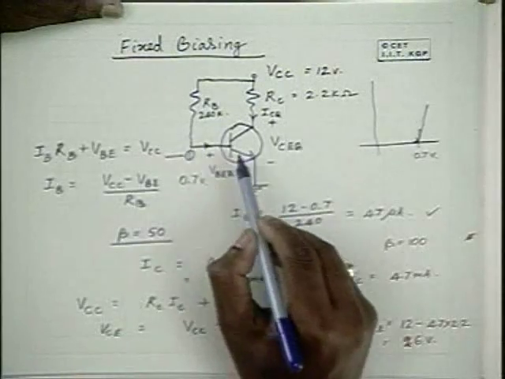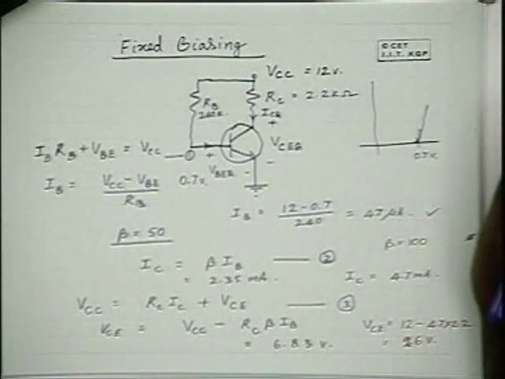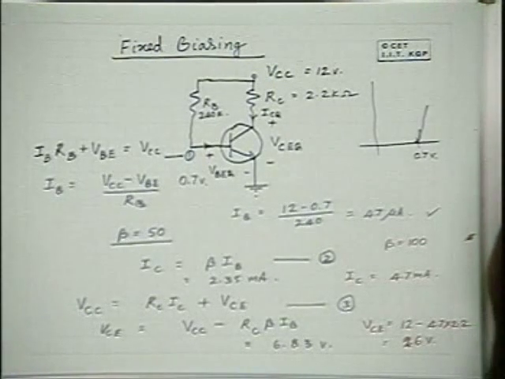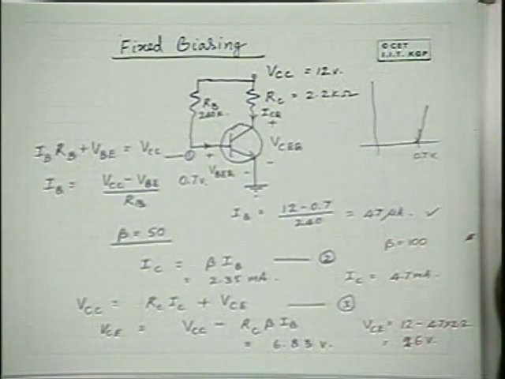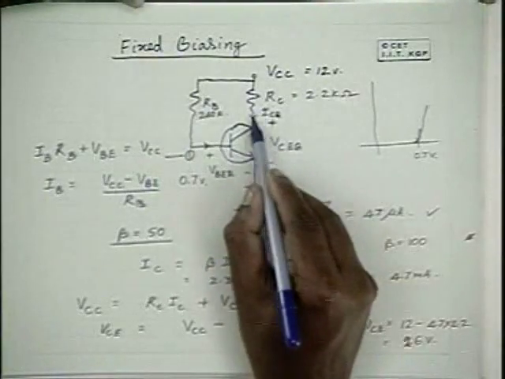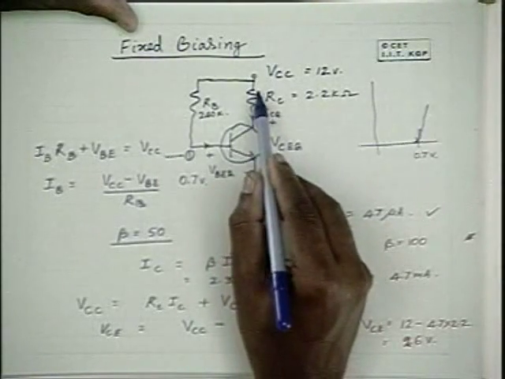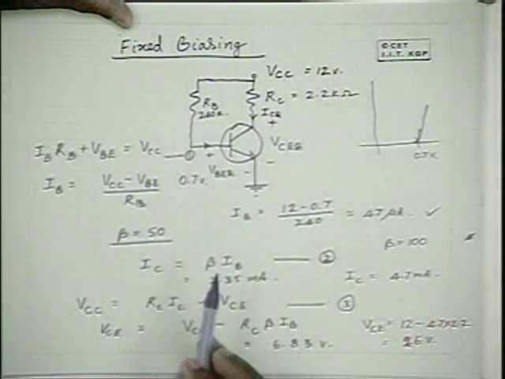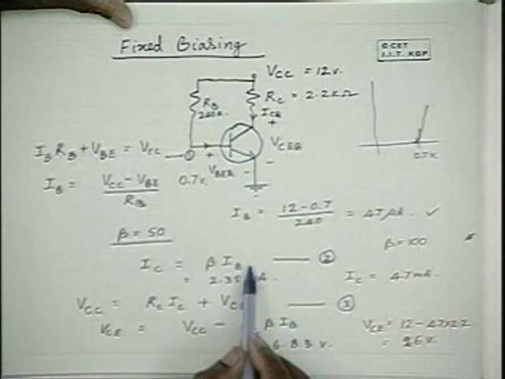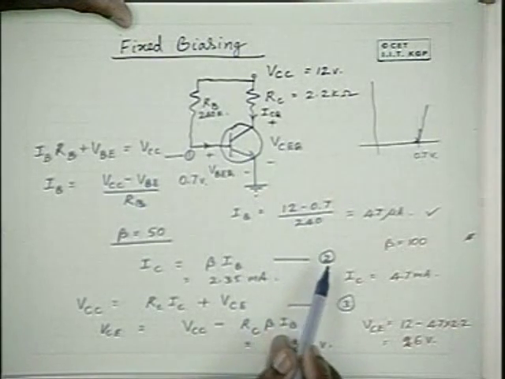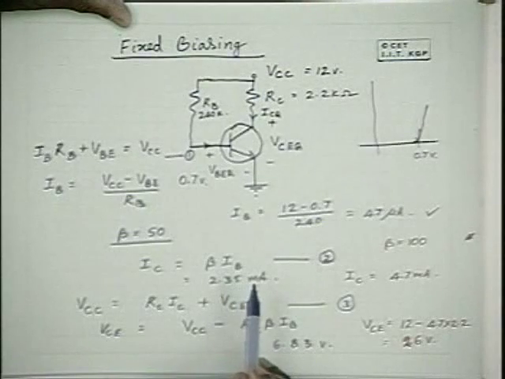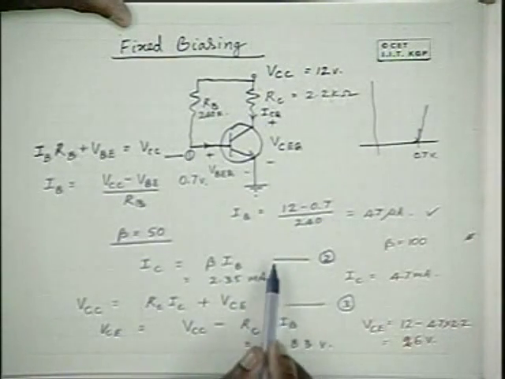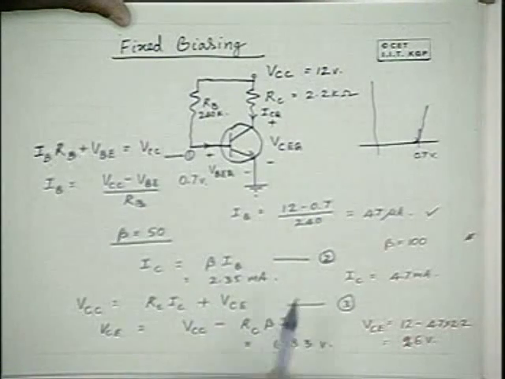What happens is, when temperature rises, we know that IC naught rises. IC naught gets doubled for every 10 degrees rise in temperature. And if IC naught rises, then increased IC naught makes IC increase, because IC is beta IB plus (1 plus beta) into IC naught. That term is also there. So because of that term, IC increases with increased temperature.